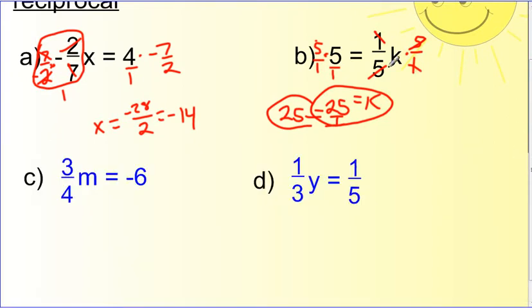I'm going to leave A and B up there. I'd like you to try C and D right now, please. Pause the video, take some time. We'll go through them here in just a second.